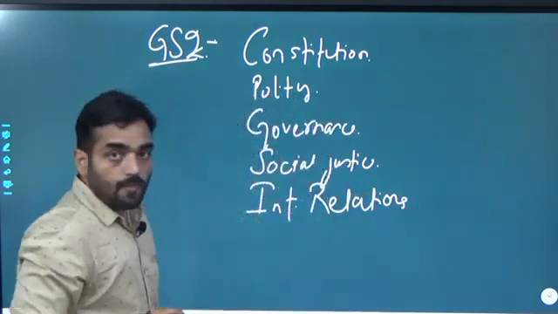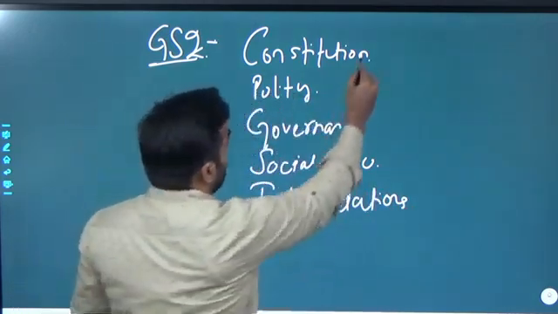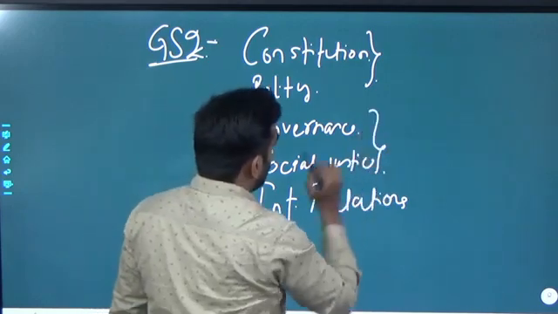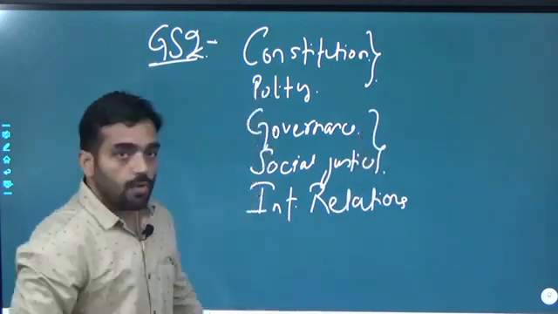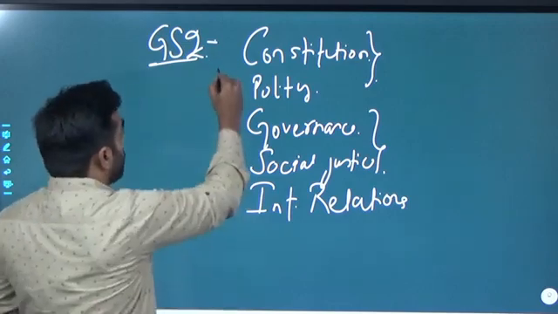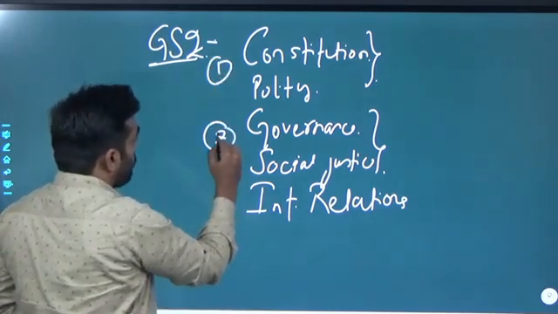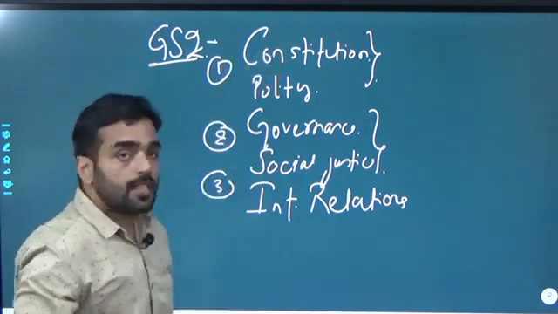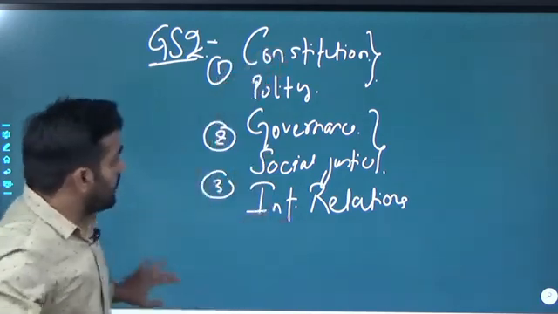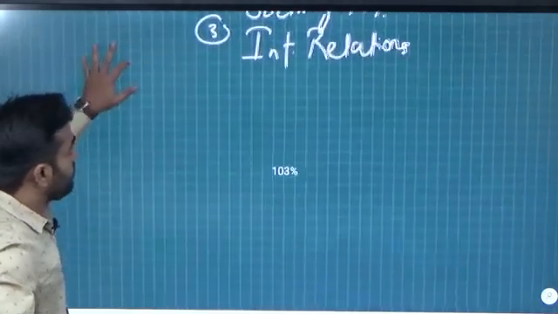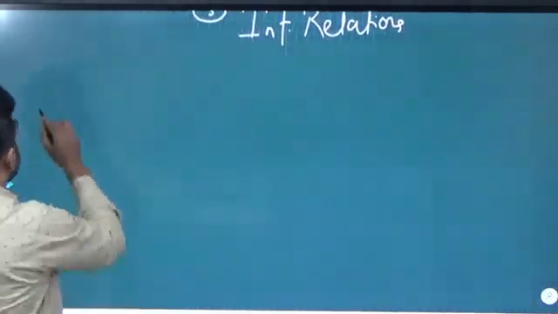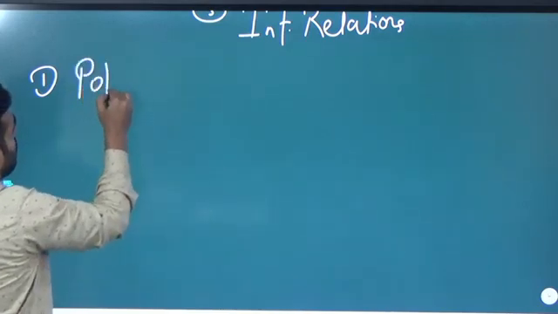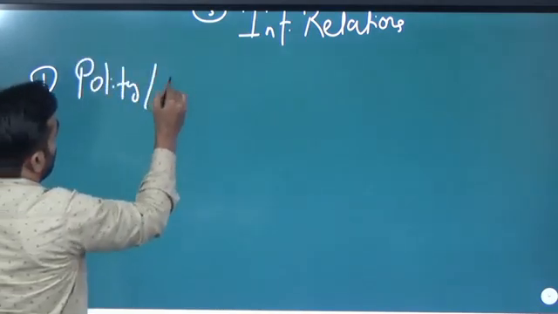Fine. For the sake of easiness, these two are combined as one part and these two are combined as one part. So broadly, there are 3 sections in your GS paper 2: constitution and polity, then governance and social justice, and the third part is international relations. Now we will start with the first part, that is polity and constitution.